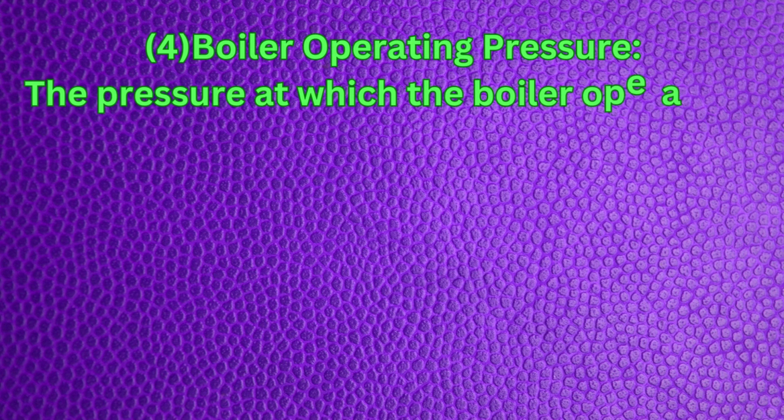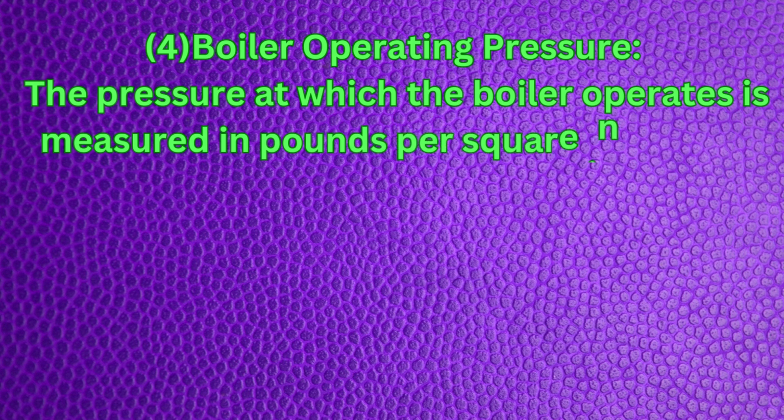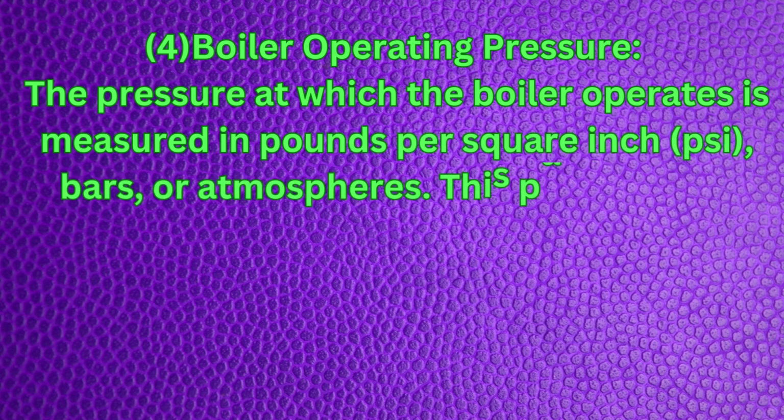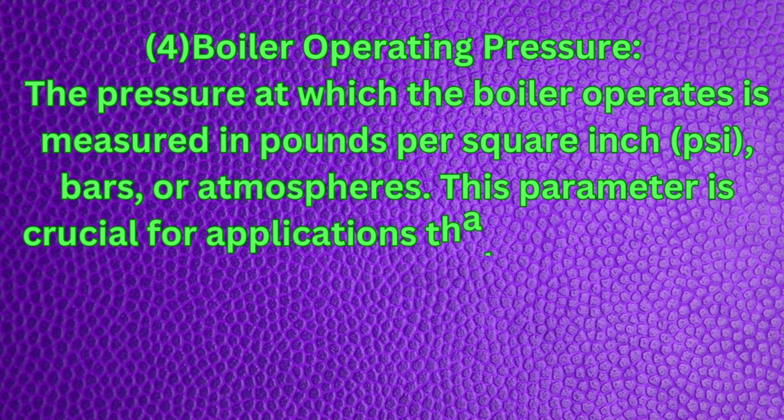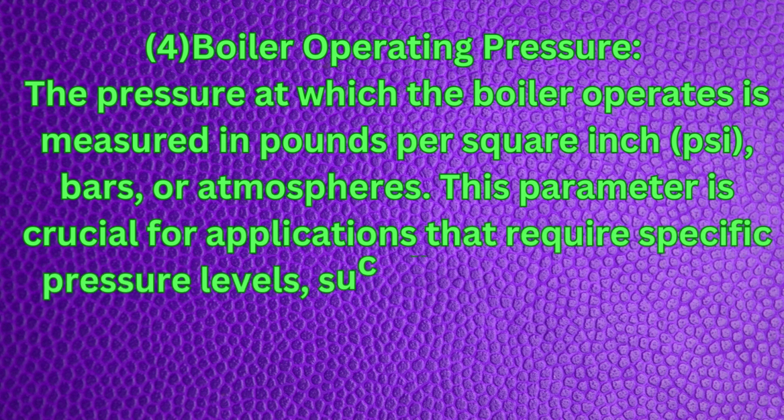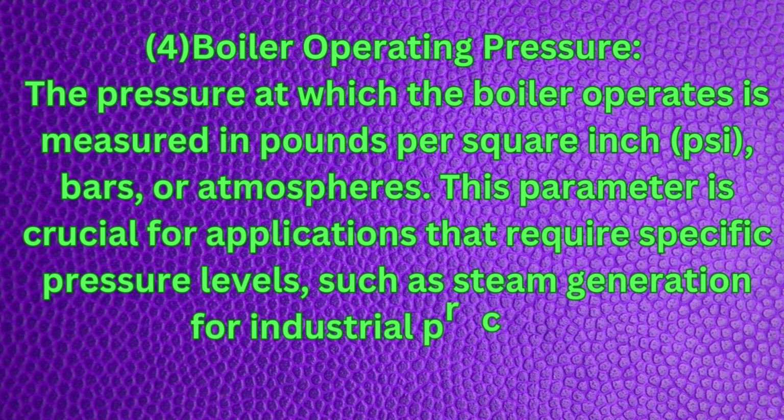4. Boiler operating pressure. The pressure at which the boiler operates is measured in pounds per square inch, PSI, bars, or atmospheres. This parameter is crucial for applications that require specific pressure levels, such as steam generation for industrial processes.